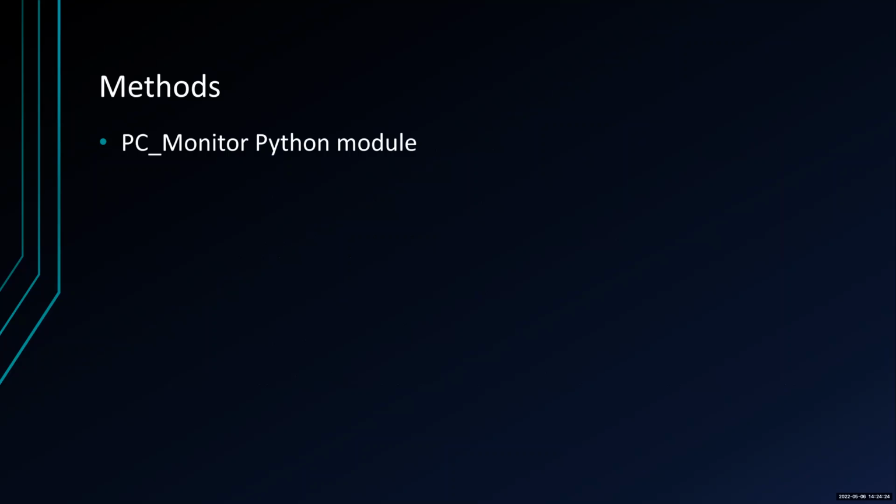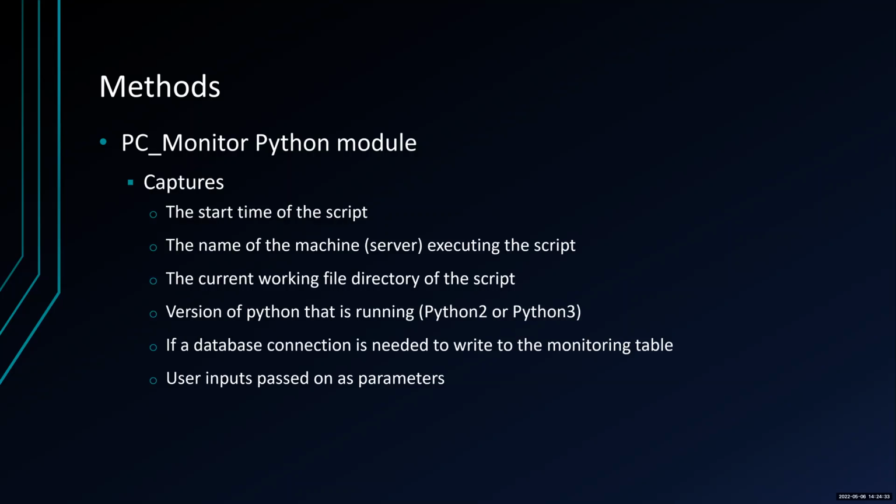So some of the methods, there's a module that I created called PC Monitor, a Python module, and PC Monitor stands for Pima County Monitoring. What it captures is the start time of the script, the name of the machine or server executing that script, the current working file directory of the script, the version of Python that is running, Python 2 or Python 3, and if a database connection is needed to write to the monitoring table. If one is needed, it creates one, and any user inputs that are passed on as parameters.